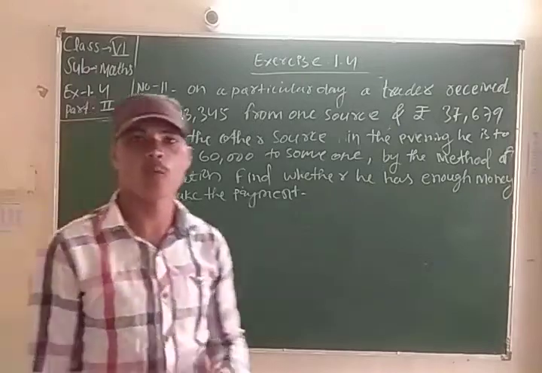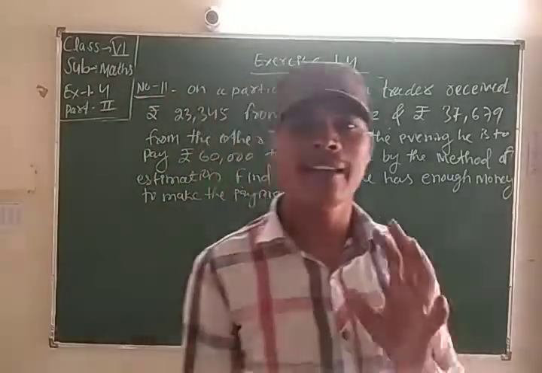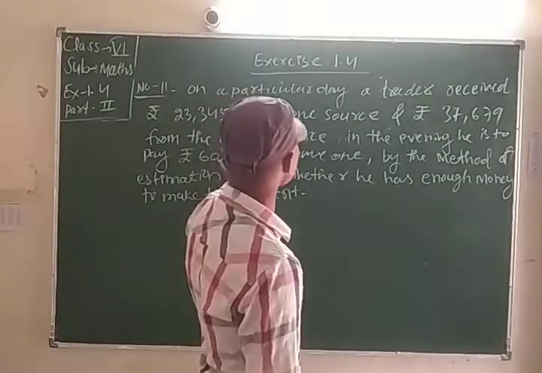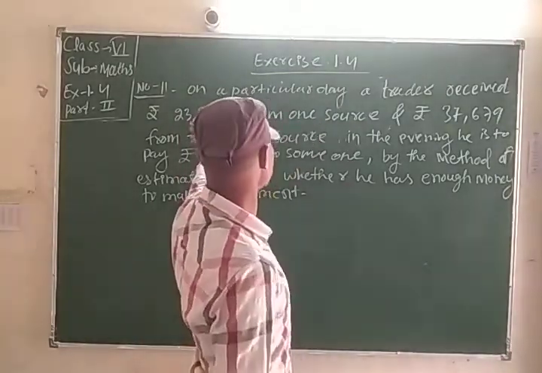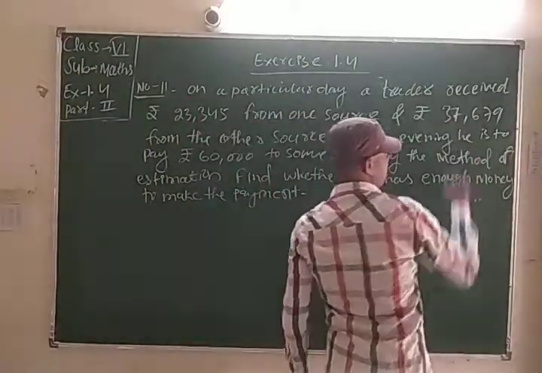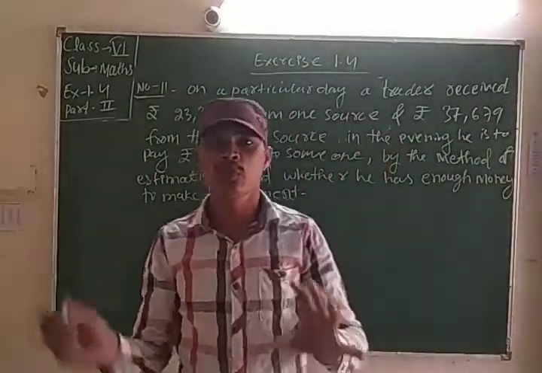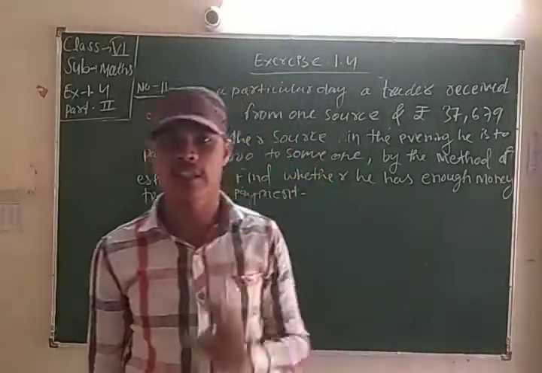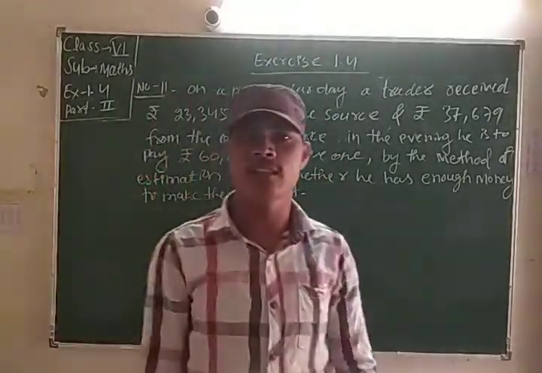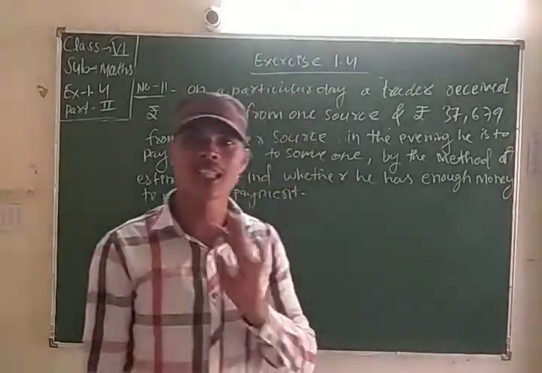That means one trader, one businessman, has received money from two sources. From one source 23,345 and from another source 37,679. And lastly, he had to pay someone 60,000 in the evening. Then does he have enough money or not? We can find the answer by using the estimation method.